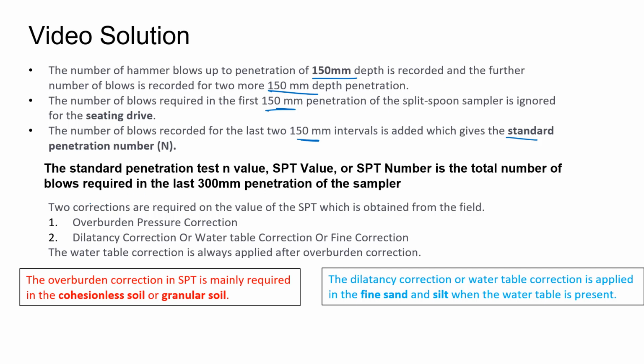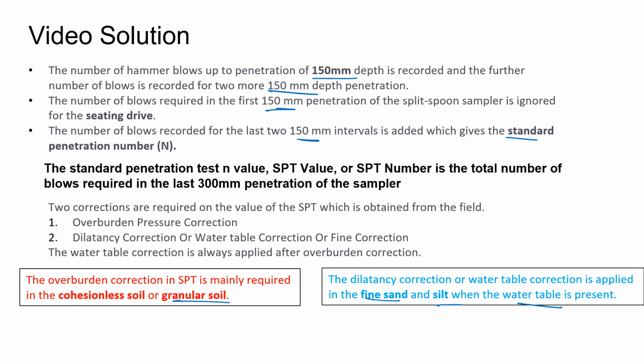In the standard penetration test, we have two corrections. The first is the overburden pressure correction, and the second is the dilatancy correction or water table correction, also termed the fine correction. The water table correction is always applied after the overburden correction. The overburden correction is mainly required in cohesionless or granular soil, and the dilatancy correction or water table correction is applied in fine sand and silt when the water table is present.